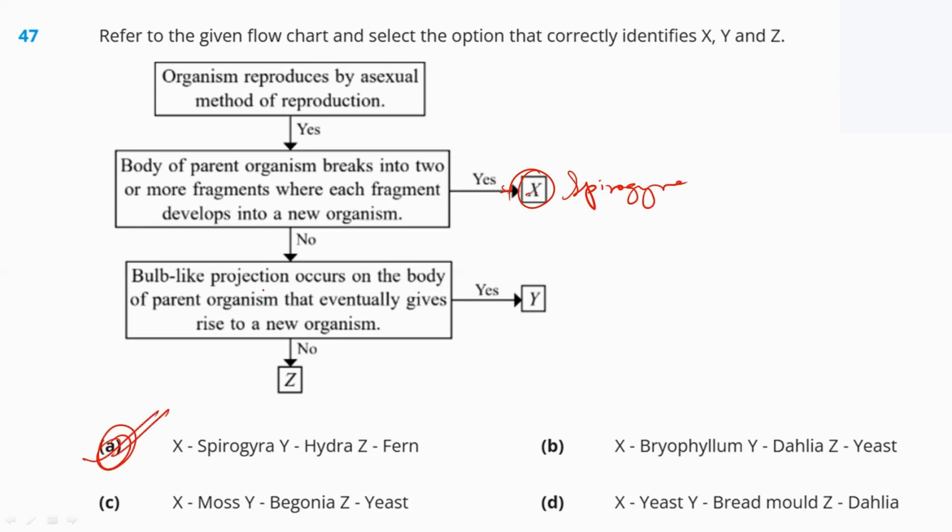If you go to the next one, a bulb-like projection occurs on the body of the parent, which eventually gives rise to new organisms. So Y is Hydra, and Z could be Fern. So option A is our right answer for this question.